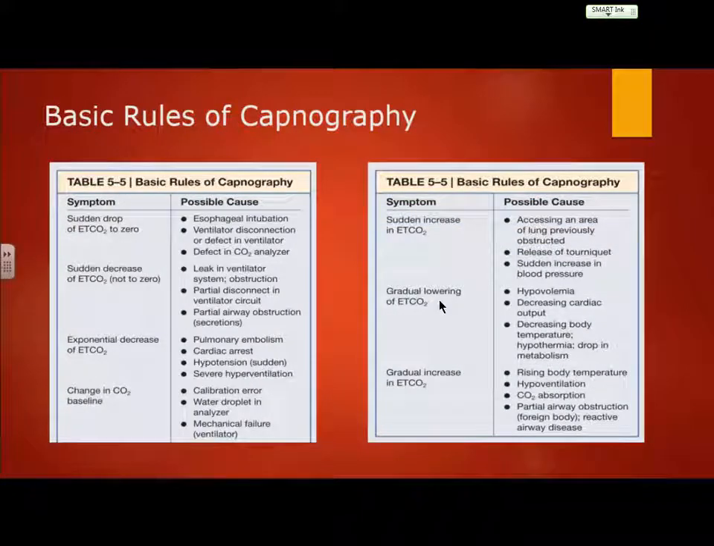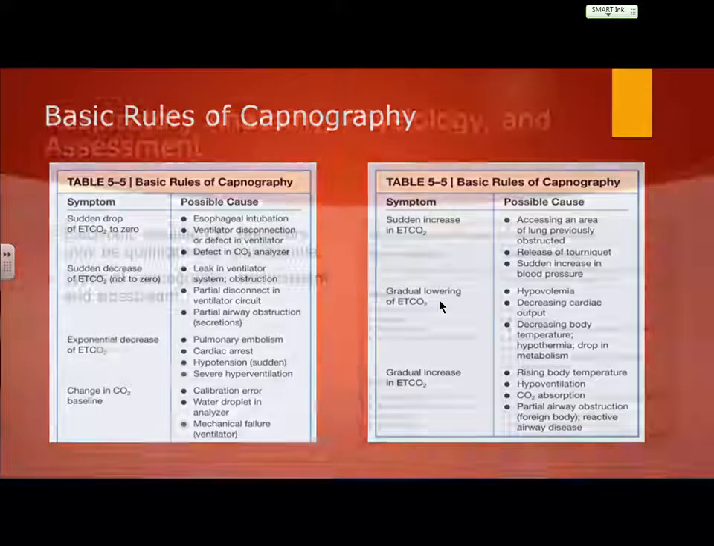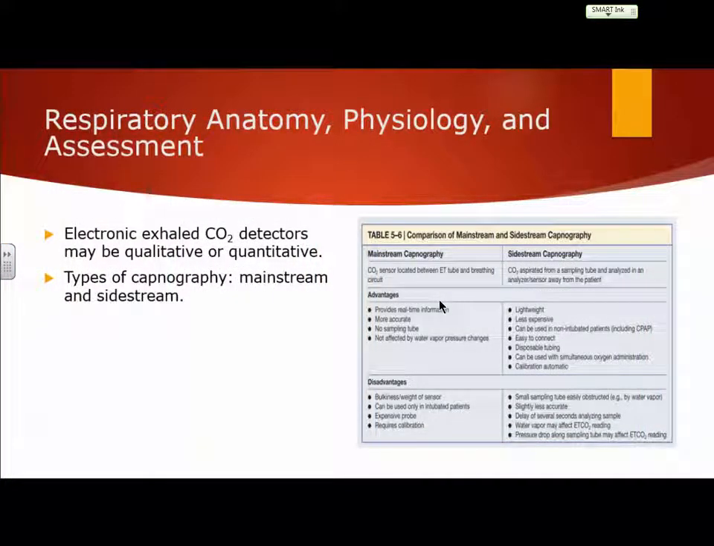These tables, if you really get down to it and start understanding what we're monitoring here, it makes sense why you would have these changes. Okay. So when we are measuring, we've got two types of CO2 measuring: mainstream and sidestream. Mainstream, you've got the CO2 sensor located between the ET tube and the breathing circuit. Sidestream, you've got CO2 aspirated from a sampling tube, and then it's analyzed in a sensor away from the patient.